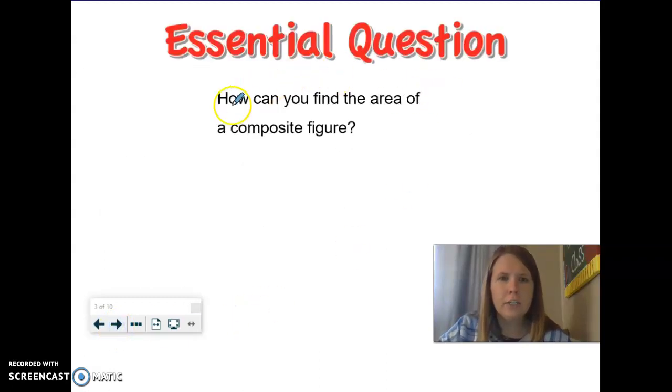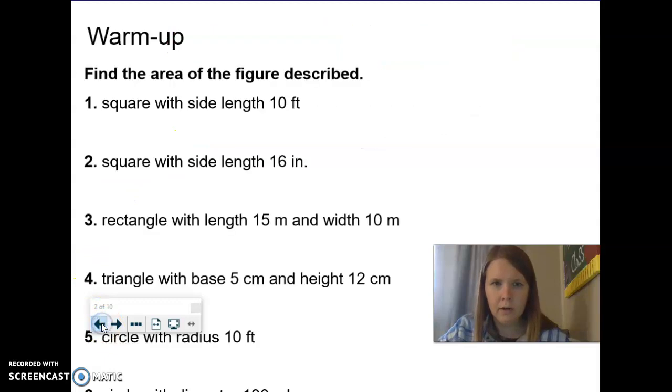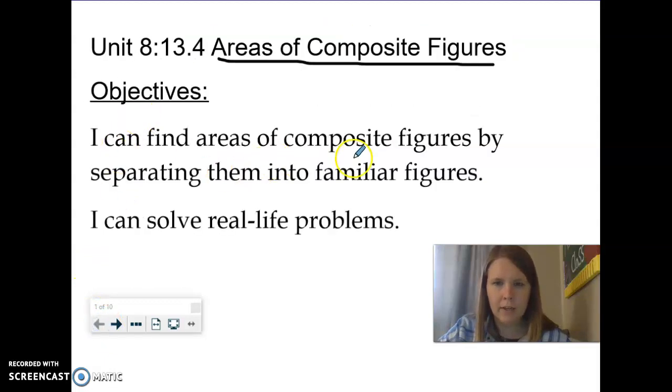Your essential question is: how can you find the area of composite figures? Let's think about those composite figures again. Even our I can statement gives you a clue: by breaking and separating them into familiar shapes. So breaking them apart and realizing, okay, there's a triangle and there's a square, or there's a circle and a semicircle and a rectangle, breaking them into those parts and finding the areas of each.